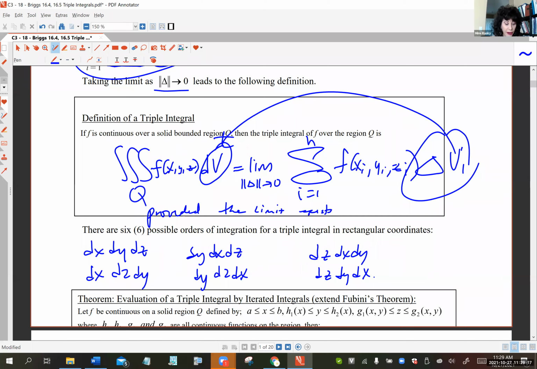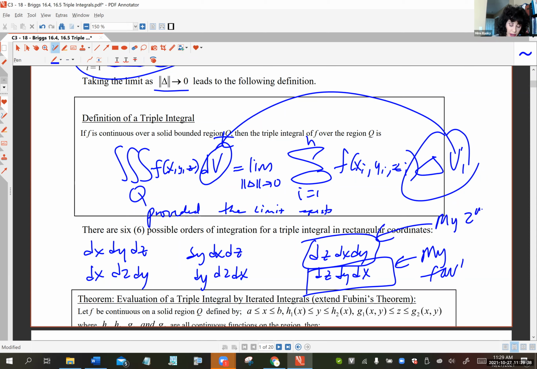Well, don't worry about it. I'll tell you my personal favorite. Right there. I like the dz to be the innermost integral and the dy dx to be the outer ones. My second favorite is this one here, dz dx dy. I don't have a third or a fourth favorite. I don't like any of the other choices. I try to stay away from them if possible. I'm just saying.